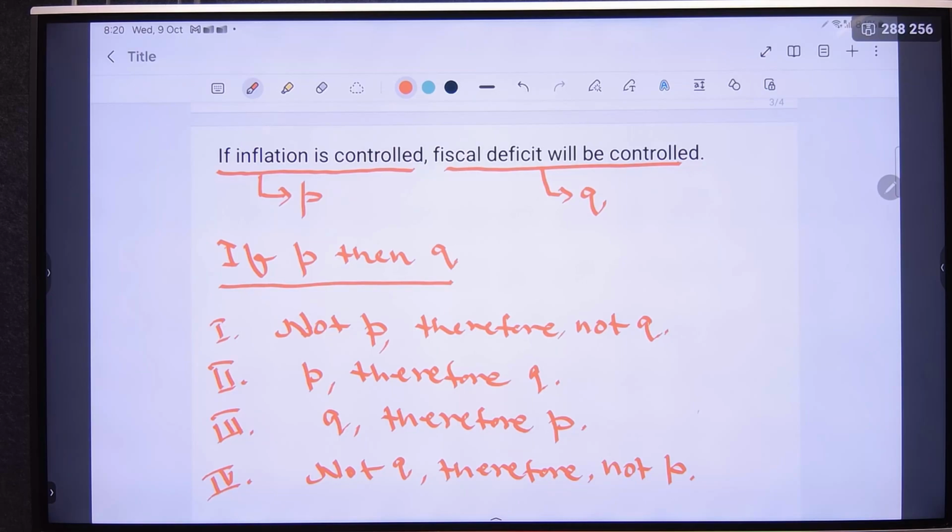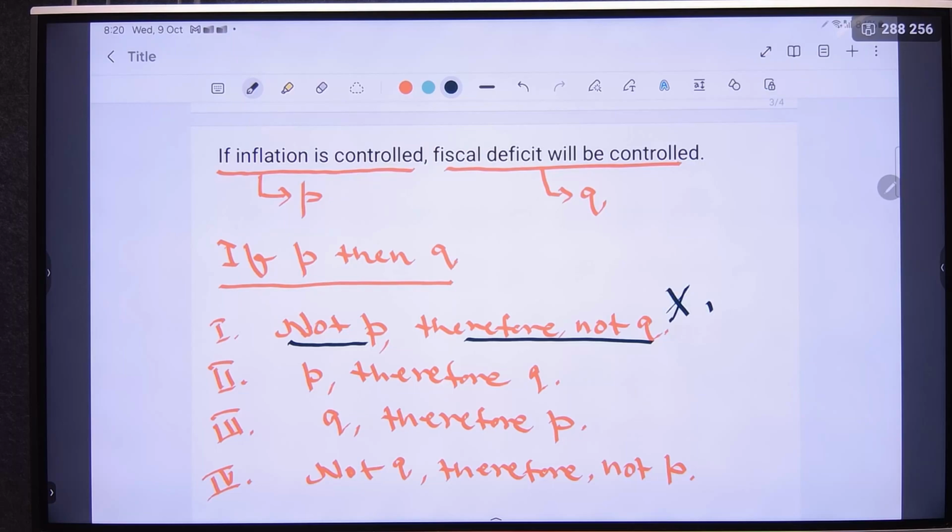and if P then Q has been given to us as the premise, what will be the correct inferences? So going through them one by one, the first one says, if inflation is not controlled, fiscal deficit also will not be controlled. Relate these with the P and Q I have said. If inflation is not controlled, fiscal deficit is not controlled. Let me tell you, we all might be thinking that it is a correct inference, but it is not. There we go wrong. This is incorrect, guys.